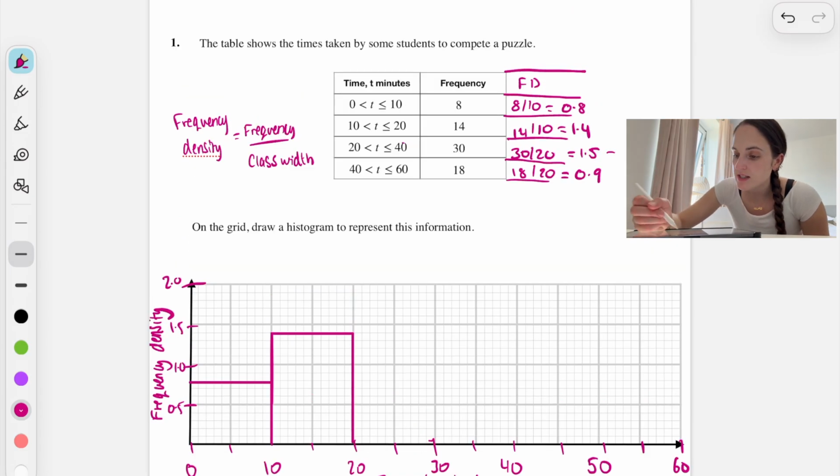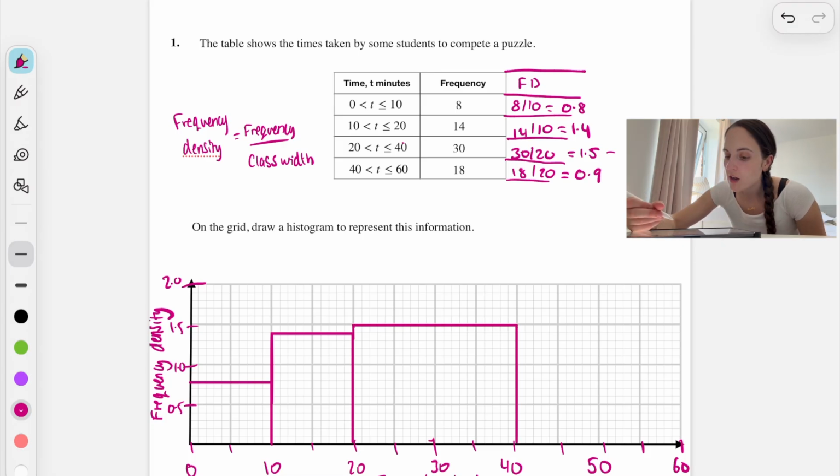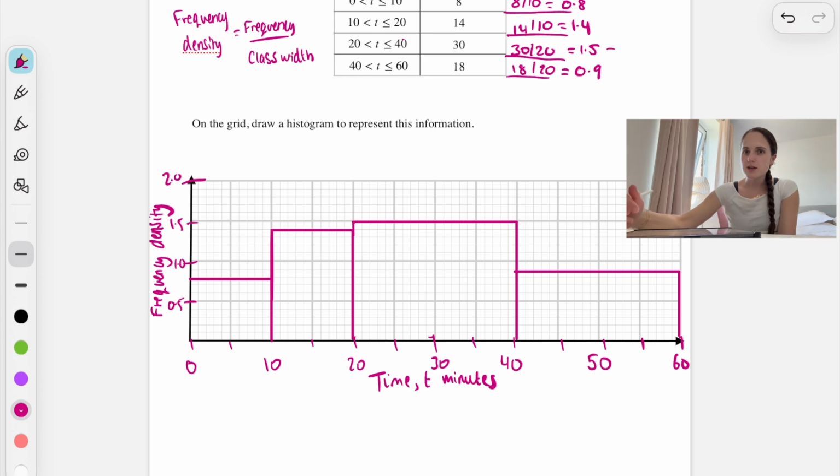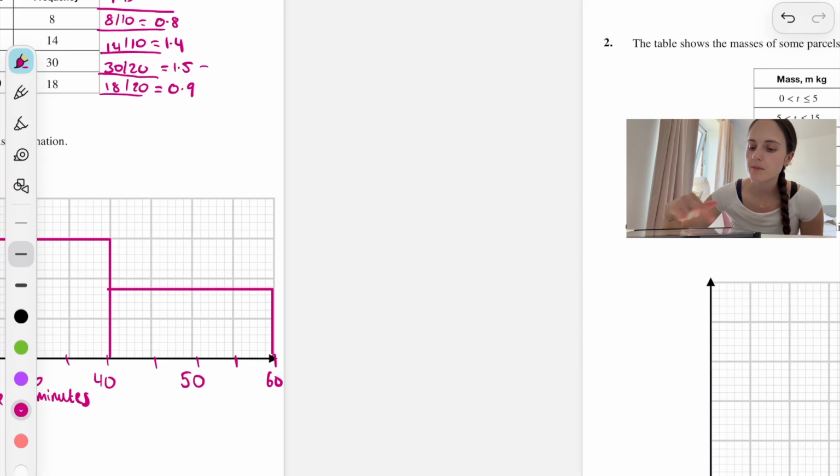The next one's between 20 and 40 and I'm going to go up to 1.5. So 1.5 is going to be here. And I'm going to go from 20 all the way to 40. And the last one is 40 to 60 and I'm going to go up to 0.9. So 0.9 is here and it's going to be from 40 all the way to 60. So that's my histogram. So that is the answer to the first question.